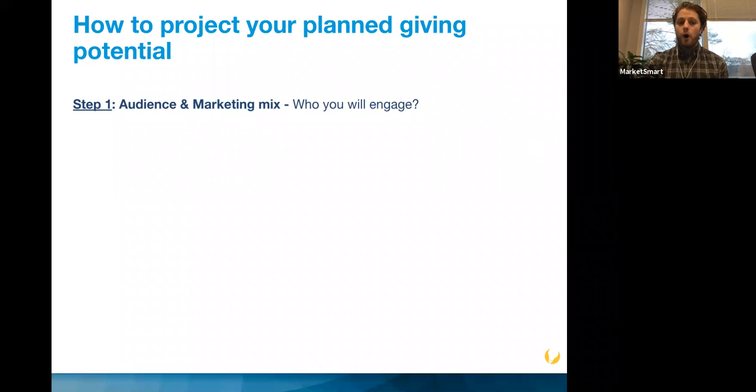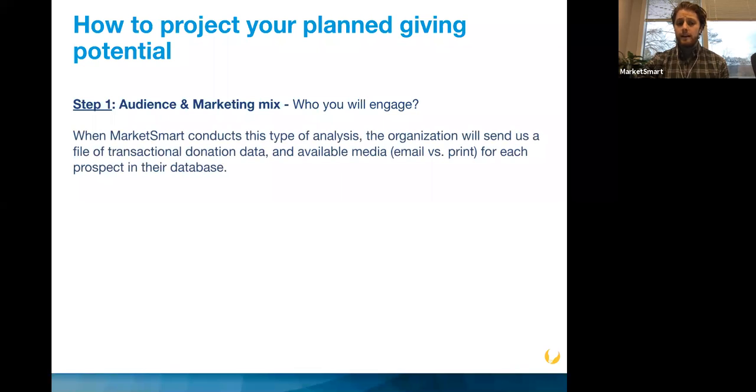So step 1, the audience and marketing mix. Really, we're addressing here, who will you actually engage? Now, the way that we do this here at MarketSmart, and again, I'm going to show you how the sausage gets made, for lack of a better term. I should walk you through how we do this type of analysis for our clients and our prospects and anyone who's really interested in it.